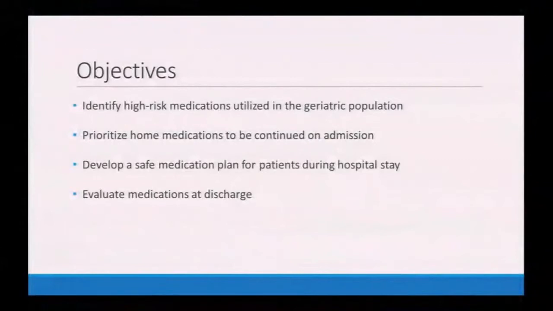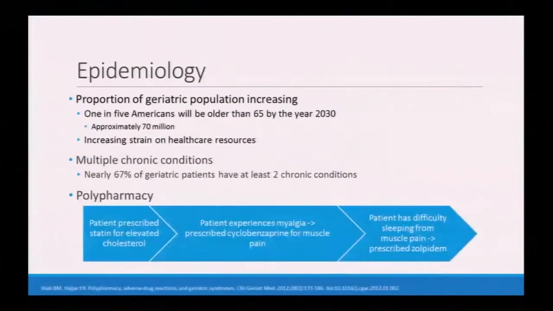About high-risk medication use in geriatric trauma populations. So here are my objectives for this presentation. First, it will be to identify high-risk medications utilized in the geriatric population, prioritize home medications to be continued on admission, develop a safe medication plan for patients during hospital stay, and evaluate medications at discharge.